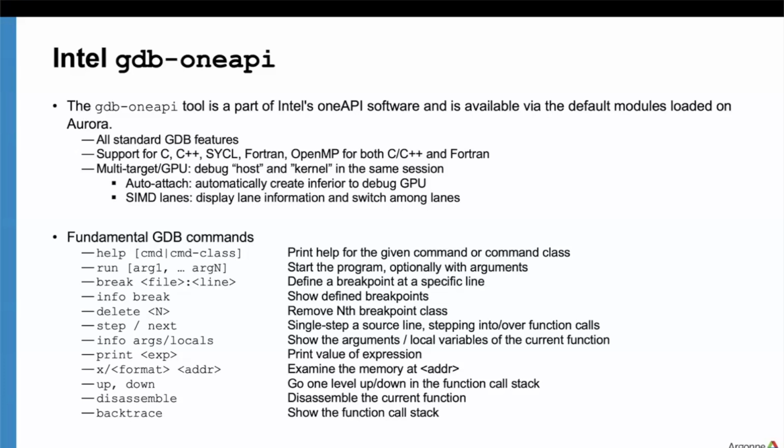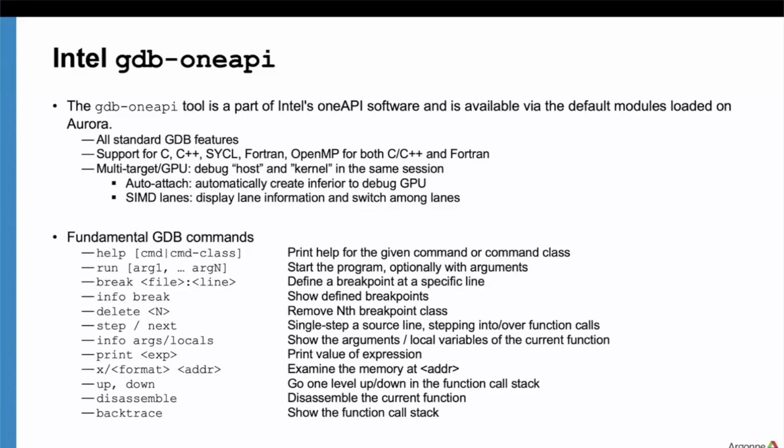And step and next, you can just move forward line by line, stepping into or over the function call. Or you may want to see the arguments or local variables of the current function. For that, you can use info arg or info local. And if you are interested in the specific value of an expression or variable, you can just print the variable, and then you can see what's going on over there.